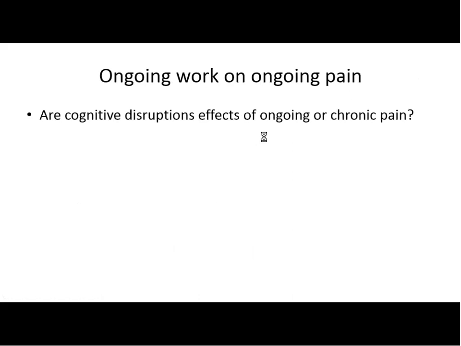I'm going to wrap up with a discussion of some of the models of ongoing pain that we have. So I've shown that disruptions are present in pain. If we use models of ongoing pain, are they more similar to the chronic pain or the acute pain in healthy subjects? By ongoing pain, I'm referring to something different. I don't know exactly what it is.